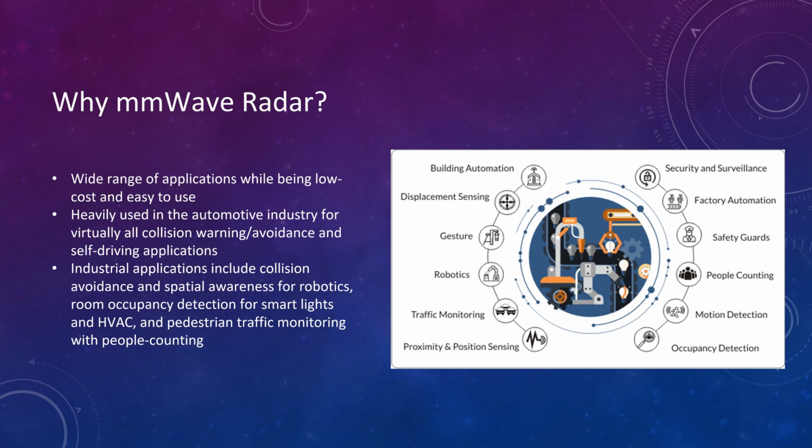Industrial applications include collision avoidance and spatial awareness for robotics, room occupancy detection for smart lights and HVAC, and pedestrian traffic monitoring with people counting. As you can see in the diagram on the right, there are many other applications of millimeter wave radar. Millimeter wave radar is a type of radar that operates in the millimeter wave band of the electromagnetic spectrum.